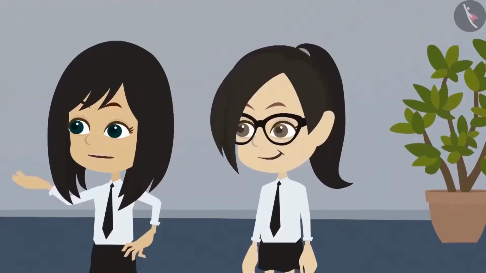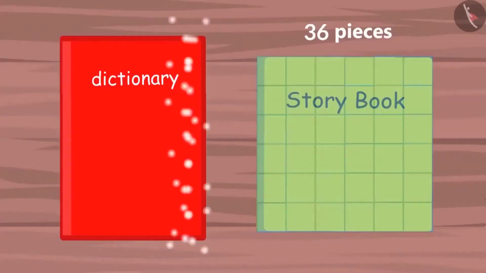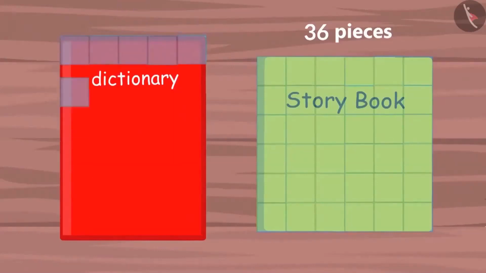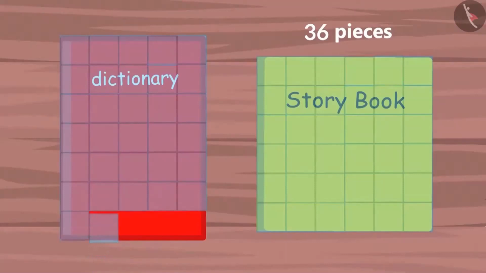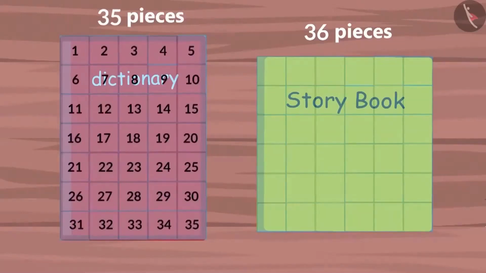Okay, now we will measure the second book. We place these square-shaped pieces on the other book in such a way that no piece is placed on top of each other. Now tell me, Vandana, how many pieces did you need to cover this book? We used 35 pieces to cover this book.